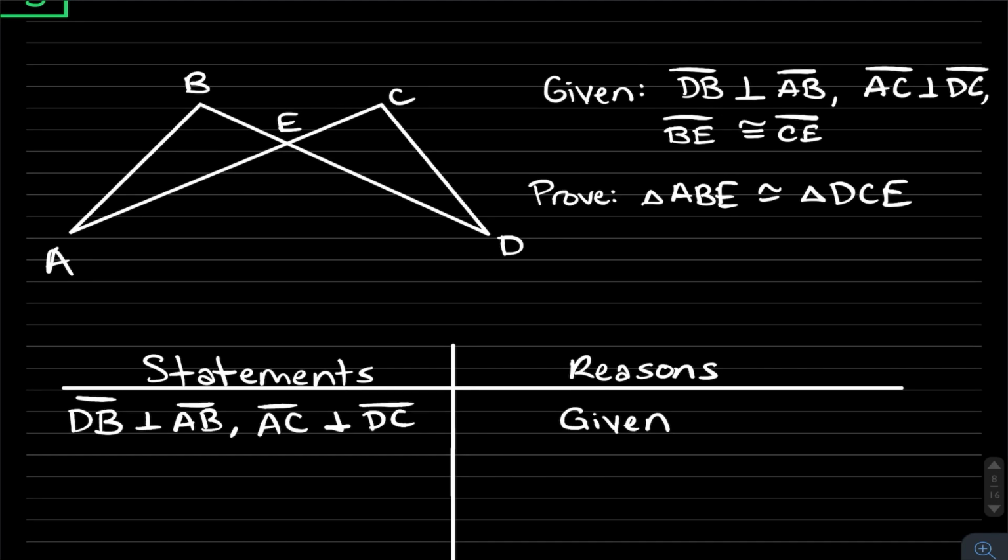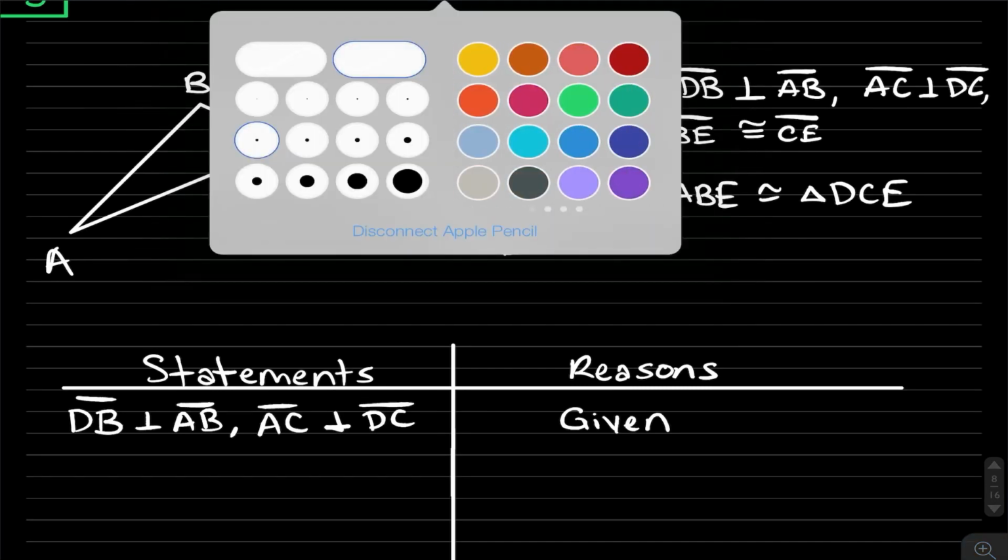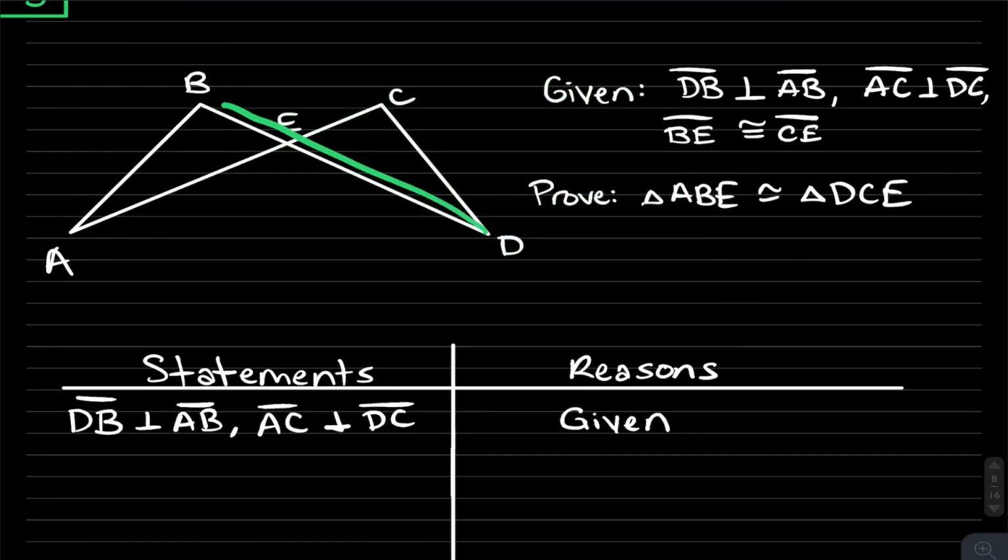Now, what does this mean? Segment DB is perpendicular to AB. Let's identify where we're talking about. We have DB and AB right here. If they are perpendicular, that means they form a right angle. Also, we have AC right here, which is perpendicular to DC right here. And so there should be a right angle right here as well.